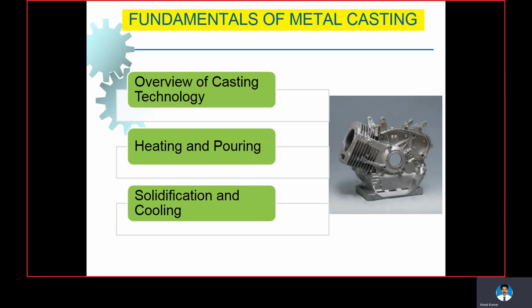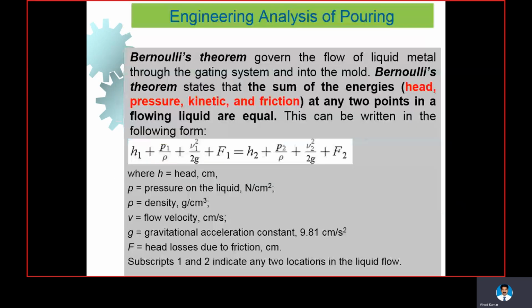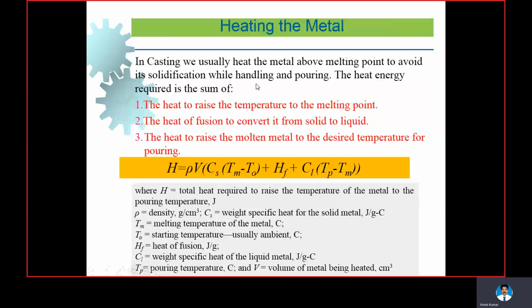Here, heating of the material. We are going to start with heating the material. How much heat needs to be supplied for a metal to convert it into molten metal till the pouring temperature. This is very important in casting.